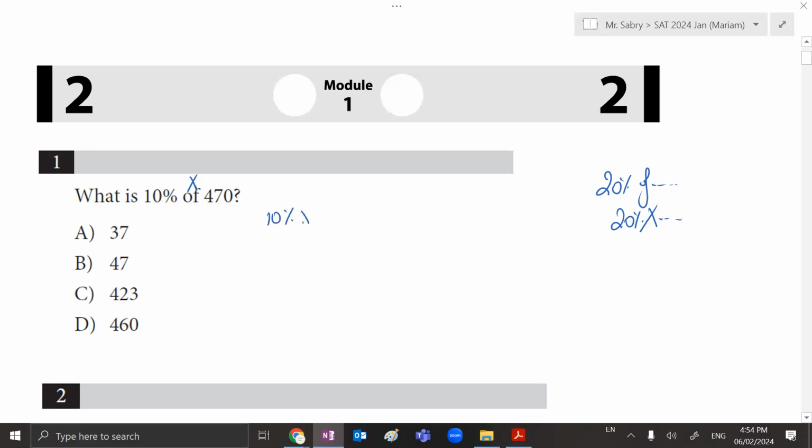You can do this on a calculator, or you can think about it. It would definitely be 47. It's 10% of the 470. Does that make sense?